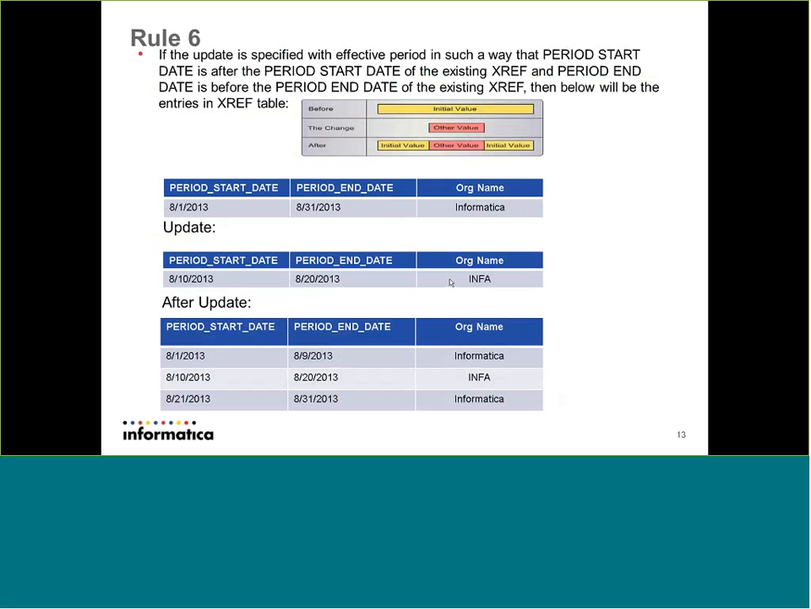When I send this update, the business purpose is that from August 1st to August 9th, the value should be Informatica, but from 10th August to 20th August, the value should be INFA. So the cross reference will be segregated in such a way that from 1st August to 9th August it is Informatica, from 10th to 20th it is INFA, and again it retains 21st to 31st as Informatica. So whenever there is an update in between the periods, the cross reference will be segregated in this way, and the corresponding values will be available for the business as per the time.